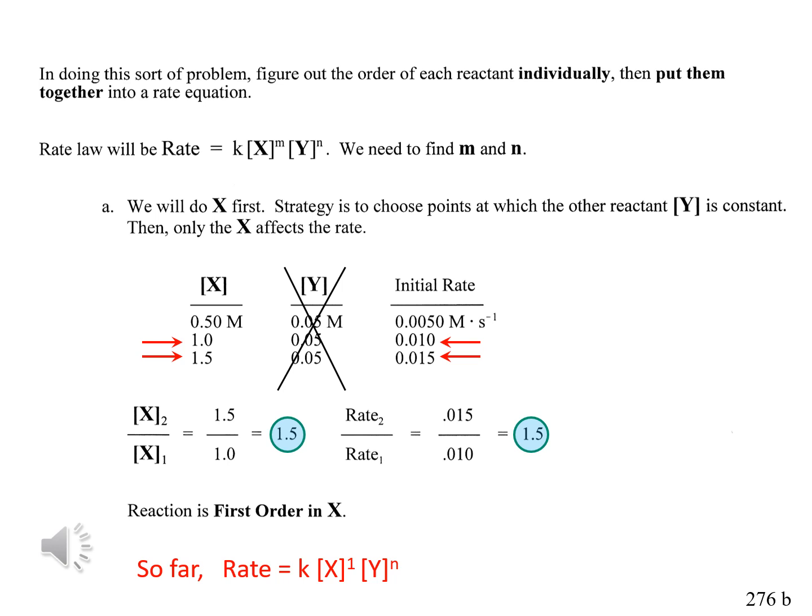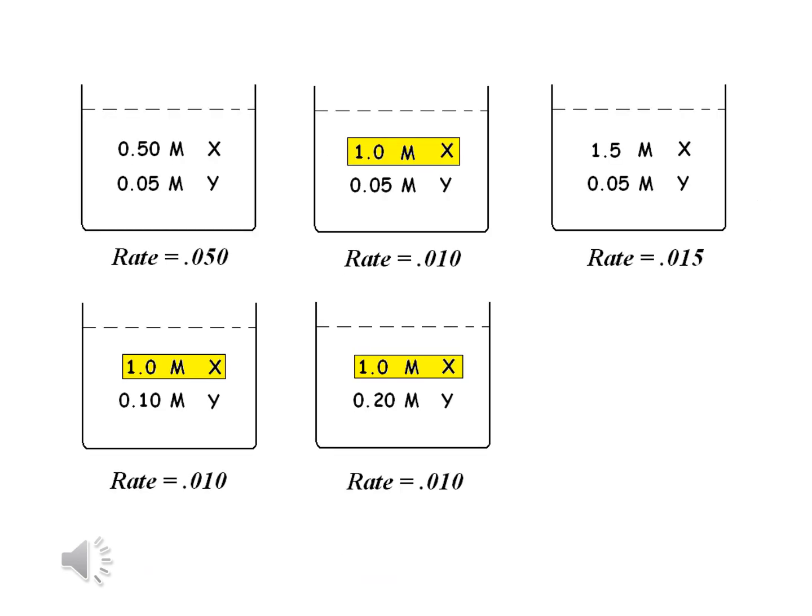When I divided the 2 concentrations and the 2 rates, they came out equal, which shows that the reaction is first order in x. So in the rate law, we know that the exponent on the x is going to be a 1, but we don't know y yet. The strategy is to keep x constant and change y. There are 3 points where x is the same, and so any change you see in the rate at those 3 beakers has to be due to y.